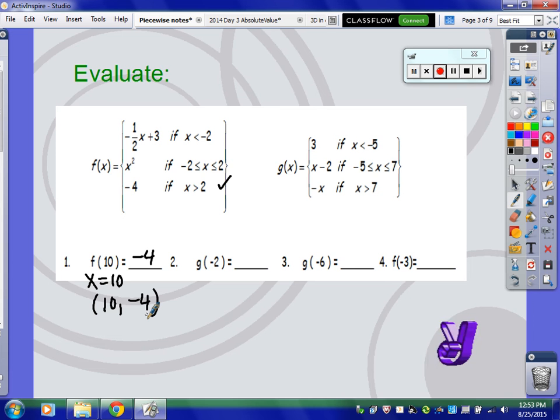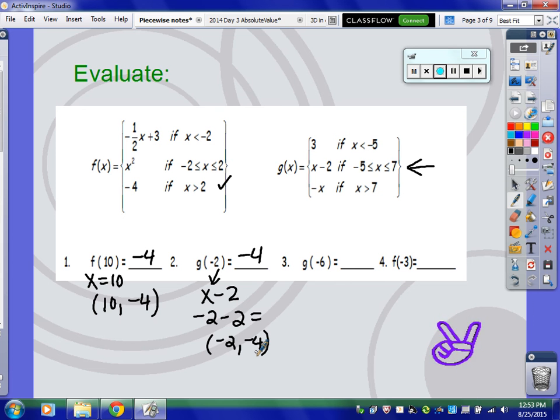Alright, let's look at g of -2. So that means this time x is -2. So where we plug in for x, where is -2 true? Well, -2 is not less than -5, but -2 is between -5 and 7. So that means we're going to be using that piece of the graph. So we're going to use x minus 2, and we're going to plug the -2 in for our x. So that means our corresponding y value is -4. Here again, we've made a point, -2, -4. That point would be on that function g of x.